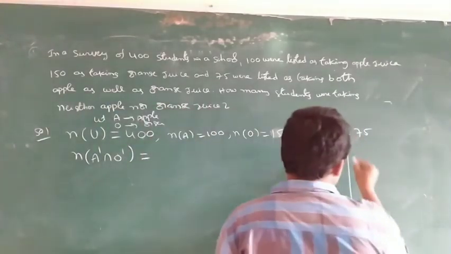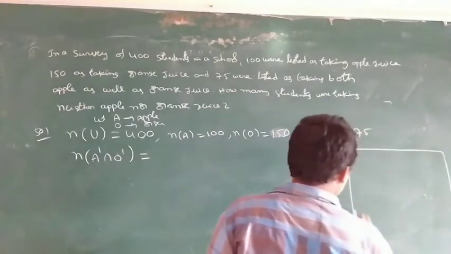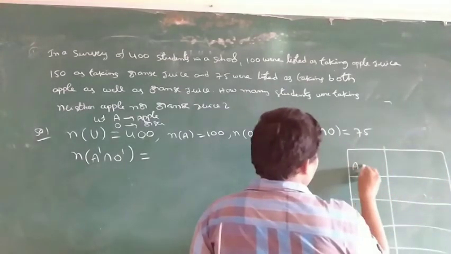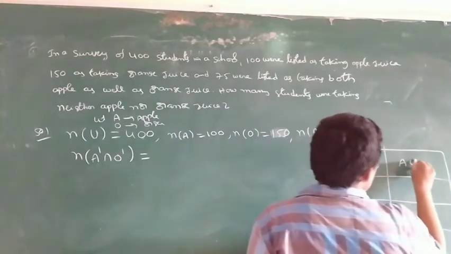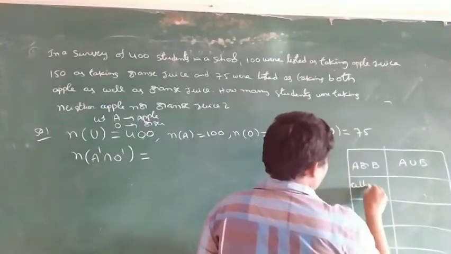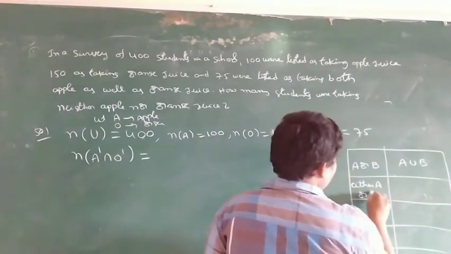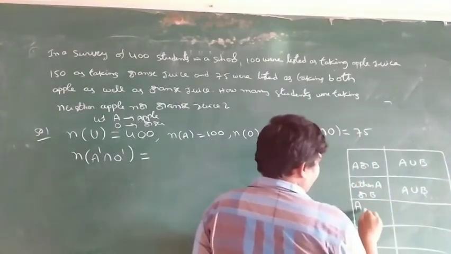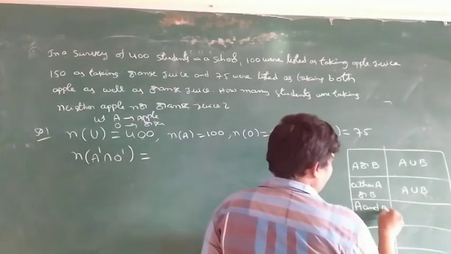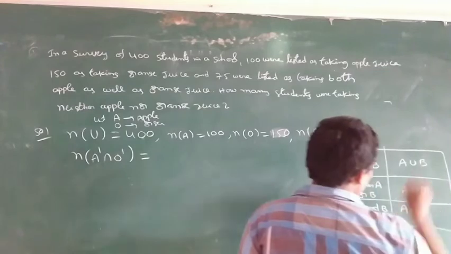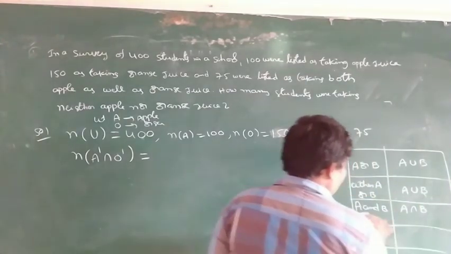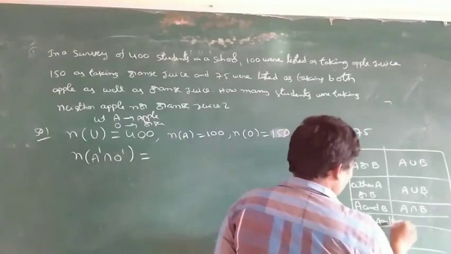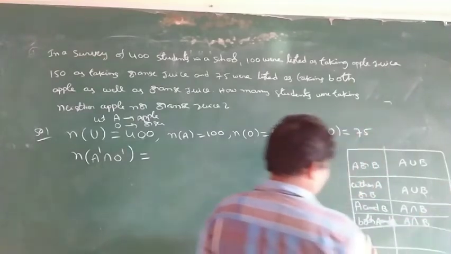So I have to list: A or B means A union B, either A or B. A and B is A intersection B, both A and B.